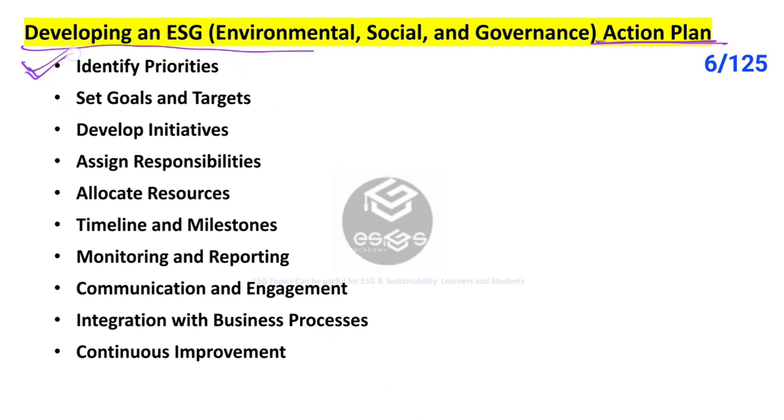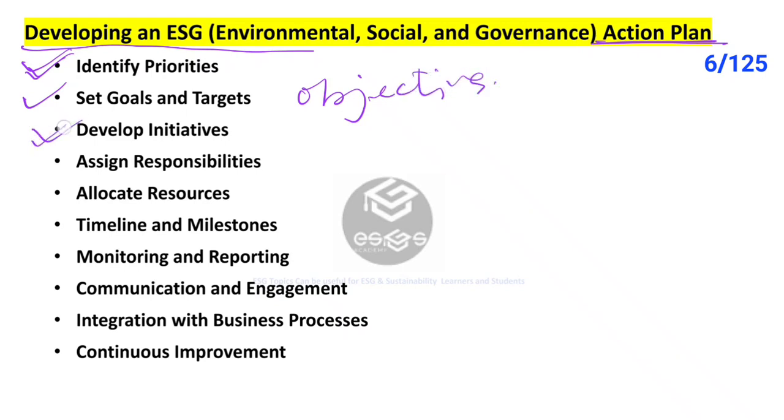So, the first step is to identify the priorities. These priorities are identified based on the materiality assessment and stakeholder engagement, identifying the most significant ESG issues and priorities for your organization. The next is set goals and targets. This is about defining clear and measurable goals and targets for each ESG priority area, aligning them with the organization's overall ESG strategy and objectives.